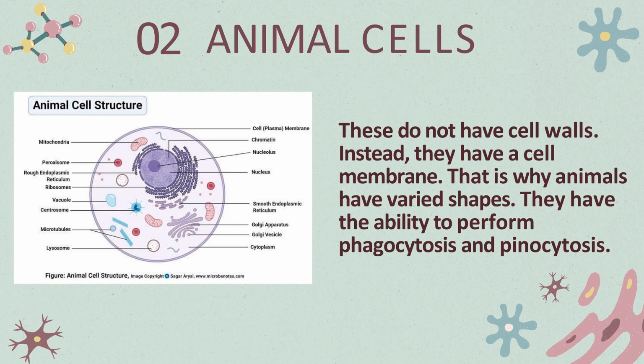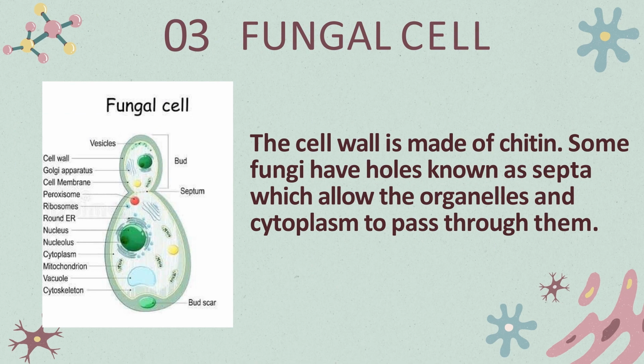Second is the animal cells. These do not have cell walls. Instead, they have a cell membrane. That is why animals have varied shapes. They have the ability to perform phagocytosis and pinocytosis. Third is the fungal cell.